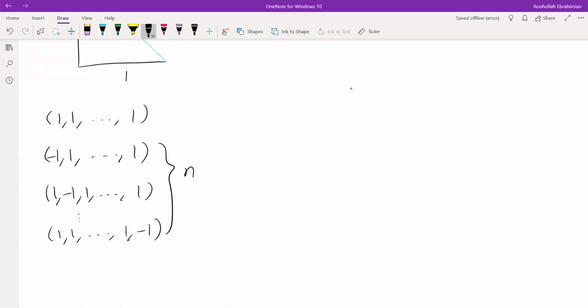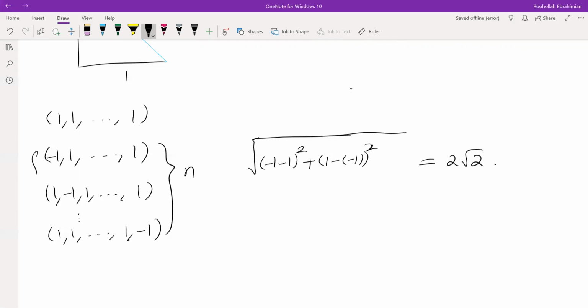So these are n points. Each one of them has a distance of root 2 with the other one. So that's kind of clear. If you take the first one and second one, in fact, the distance is 2 root 2. But the point is that they all have the same distance. The distance between these two is negative 1 minus 1 squared plus 1 minus negative 1 squared, and the rest is 0. So that's exactly 2 root 2. So from these n points, I can choose exactly 2 of them, not more than 2. You can choose 1 of them, but you cannot choose more than 2 of them.